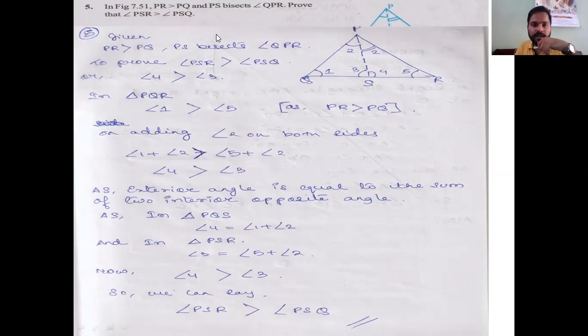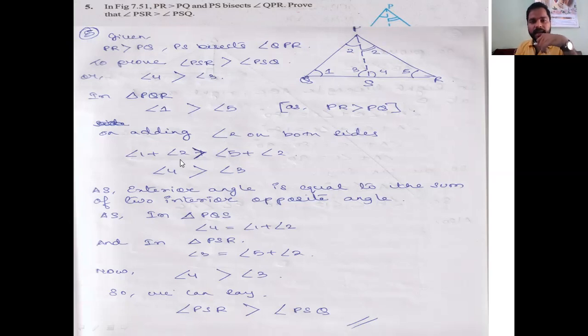Now you see, it was given PR is greater than PQ. If you consider triangle PQR, PR's opposite angle is what? 1. And PQ's opposite angle is 5. So if PR is greater than PQ, that means angle 1 is greater than angle 5. This part is written here, the explanation is given.